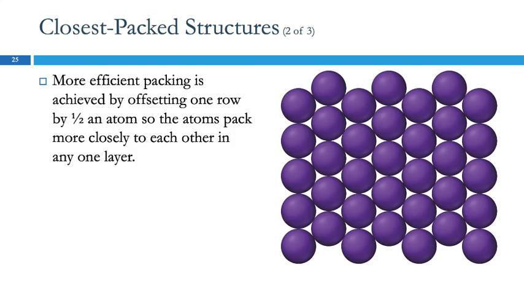A more efficient packing is achieved by, instead of having those lined up like this, one row directly next to each other, having this row offset from that row. And so they can snug in a little closer to each other. You see that? So we offset one row by half an atom, and then they can pack in more closely together. And then we're going to think about how we stack these layers on top of each other.